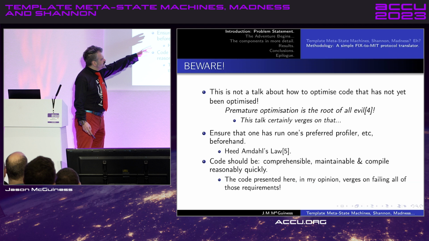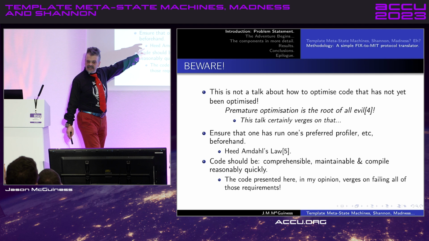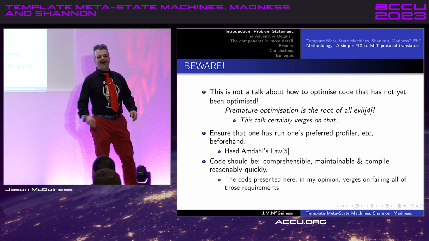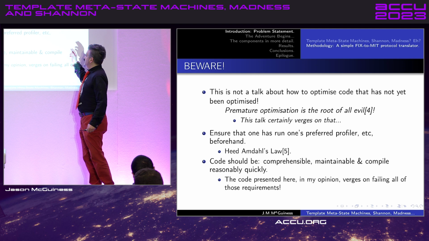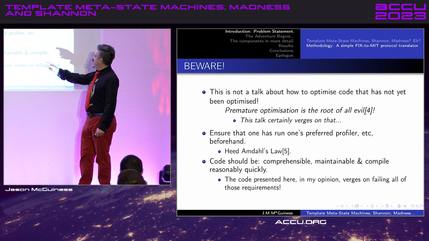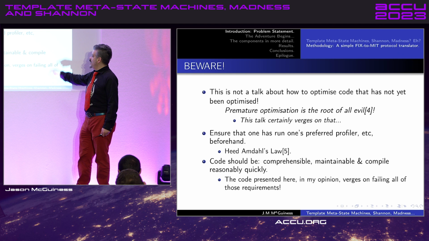Use your preferred profiler, heed Amdahl's law, the 90-10 law: 10% of your code takes 90% of the runtime. Remember, when you're parallelizing your code, if the parallel bit goes at infinite speed, then the speed of your code is entirely the speed of the sequential portion. It should be comprehensible, maintainable, compile reasonably quickly. I claim comprehensibility is lost, therefore maintainability is lost. Compiling reasonably quickly is definitely lost.